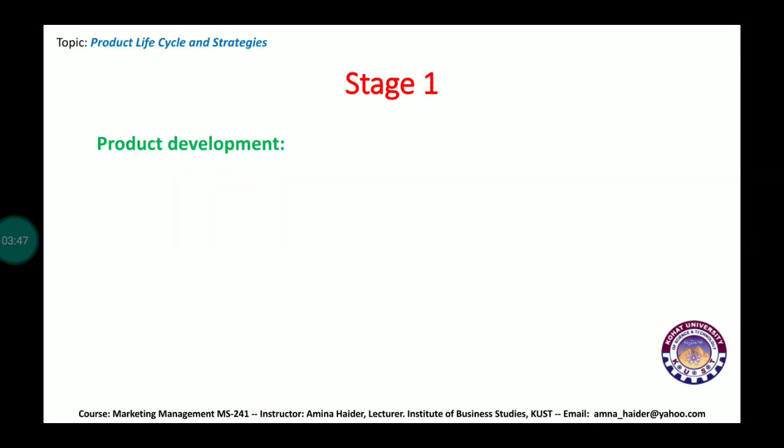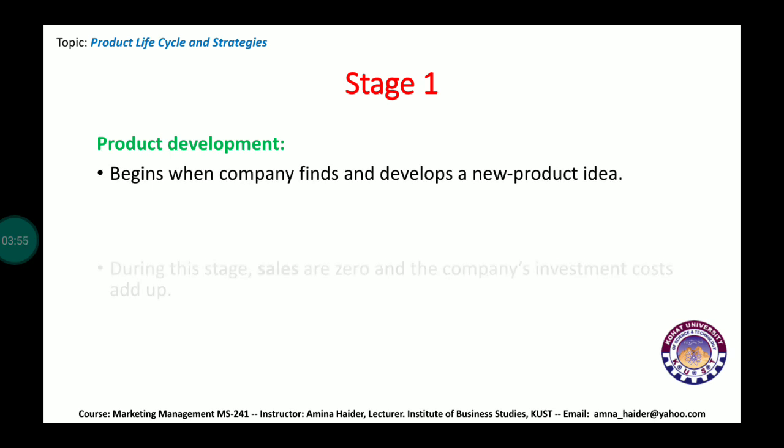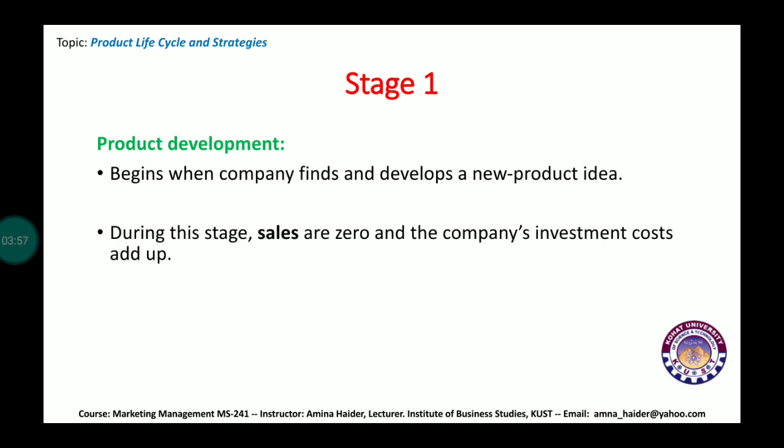So the very first stage of product life cycle begins with product development. It begins when company finds and develops a new product. During this stage, sales are zero and company investment costs add up.